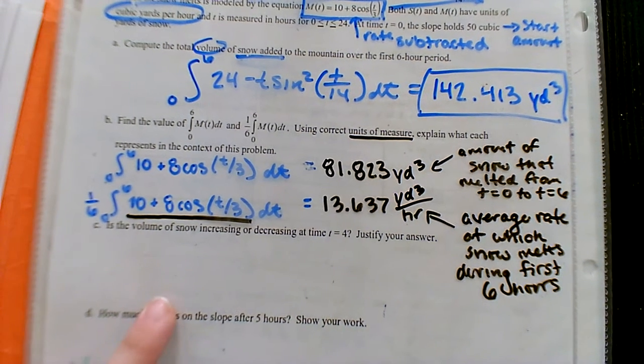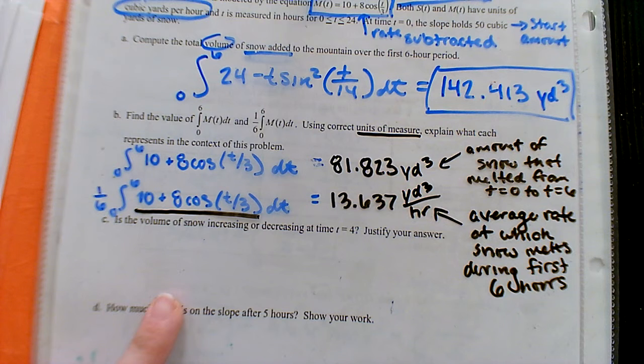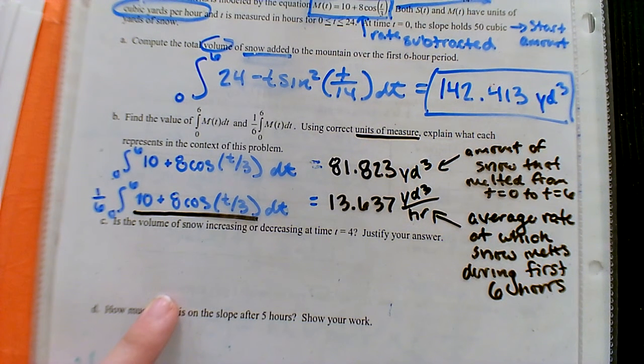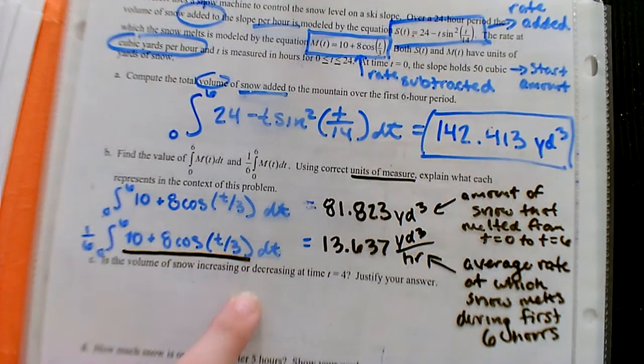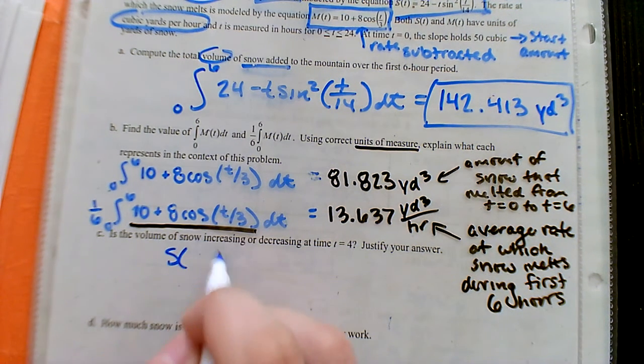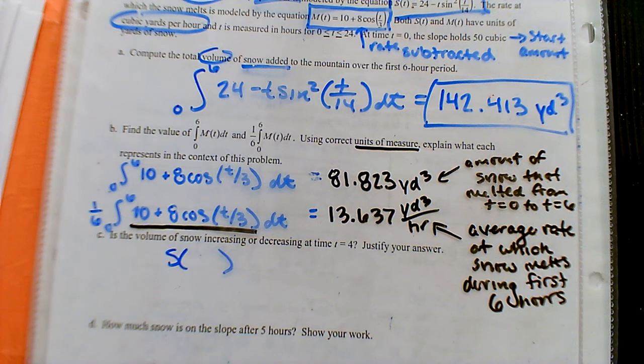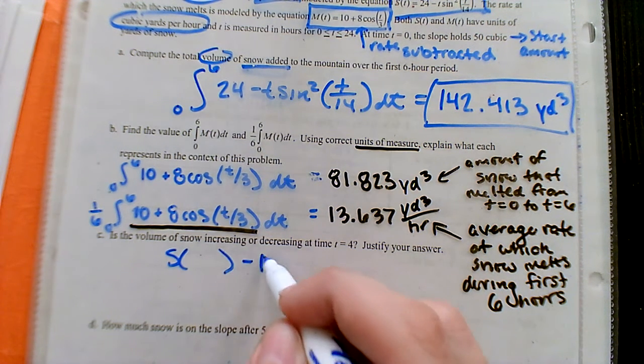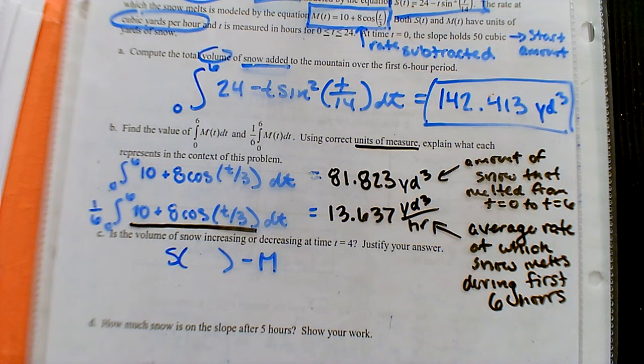Okay, let's check out C. Is the volume of the snow increasing or decreasing at time 4? If we're trying to figure out increasing or decreasing, what do we typically need to analyze? A derivative, aka slope, aka rate. Now they give us two rates at the top, so we're probably going to have to utilize both of those. The rate at which snow is being added is the S function, but we also need to take in consideration the rate at which snow is melting, which is the M function. And we would subtract that because we're losing snow.